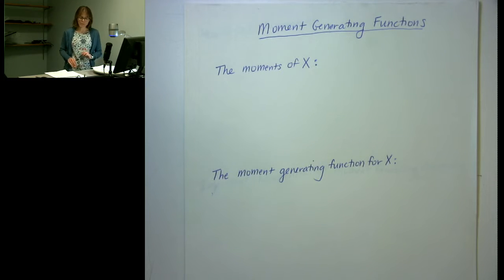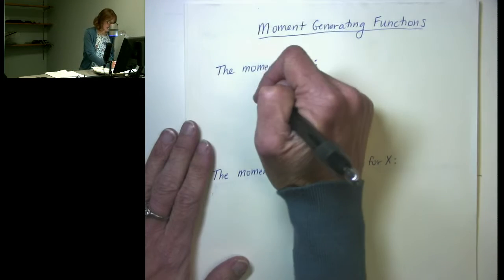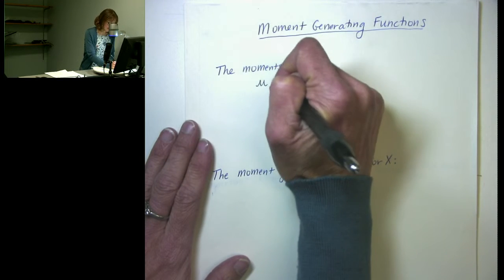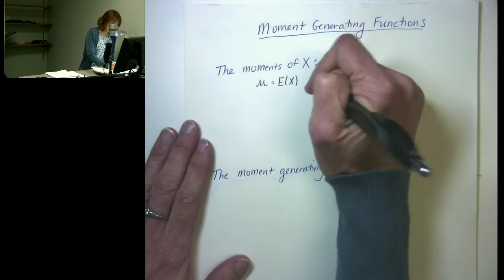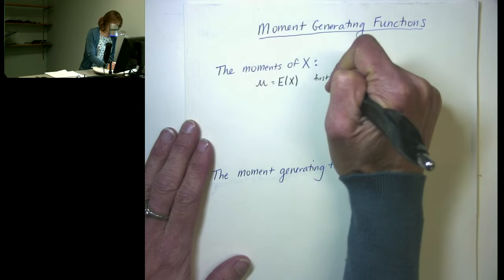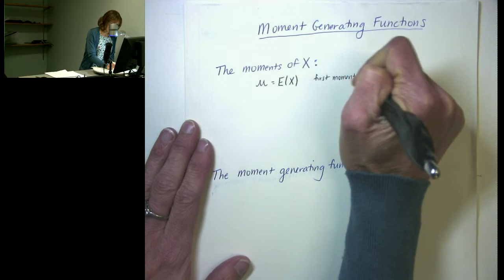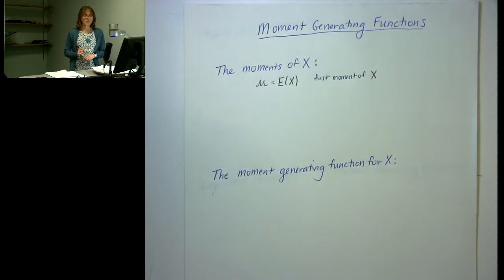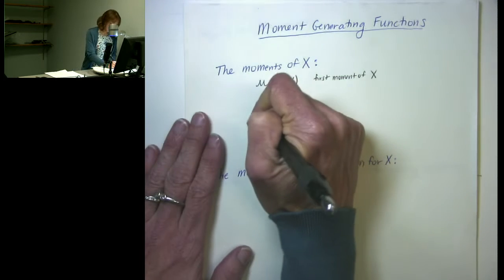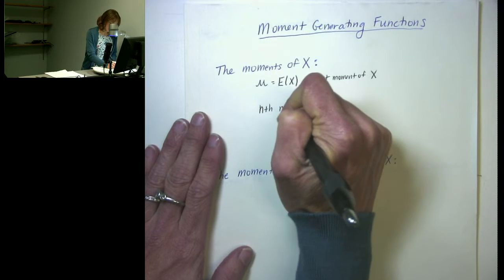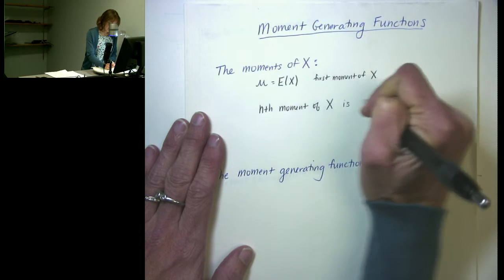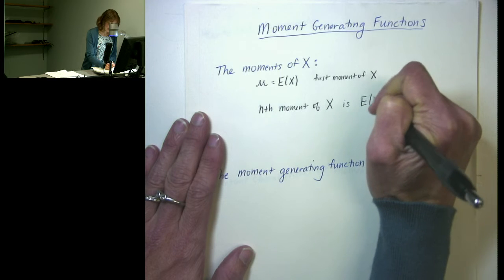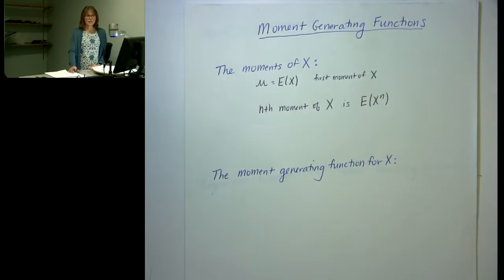So first of all, when we talk about the moments of x, we've talked about the mean, mu, or the expected value of x. Another name for this is the first moment of the random variable x. And in general, the nth moment of x is the expected value of x to the nth power. Okay, so that's what we mean by the moments of x.